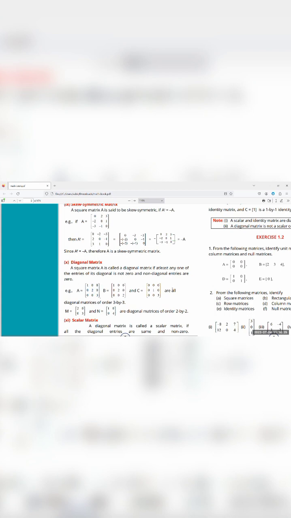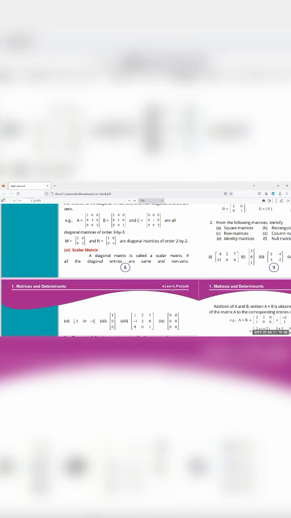Okay, next is the scalar matrix. Scalar matrices are matrices in which all the diagonal entries are the same, and the non-diagonal entries are zero. So let's see the diagonal entries. In scalar matrices the diagonal entries are the same, like k, k, k, or 2, 2, 2, or 3, 3, 3. These are the scalar matrices.